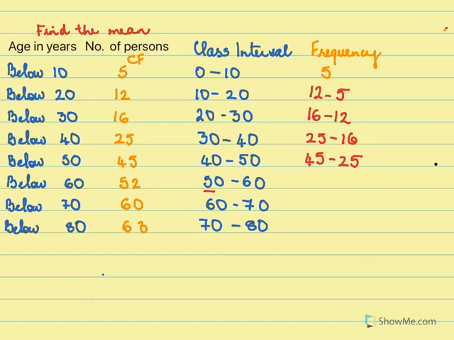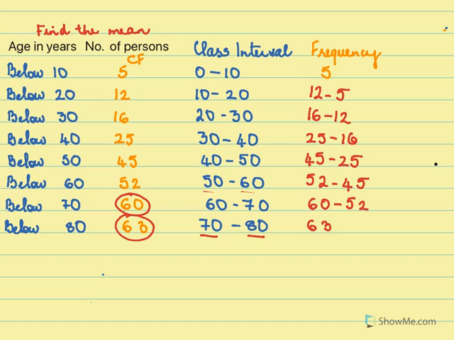Next, between 50 and 60, we need to subtract the frequency of 50 here and 60. So that will be 52 minus 45. Next, to find between 60 and 70, we'll have to subtract 60 and 70. That is 60 minus 52. Next, to find between 70 and 80, subtract the frequencies of 70 and 80. So this is the frequency of 70, 80. So we do 63 minus 60.